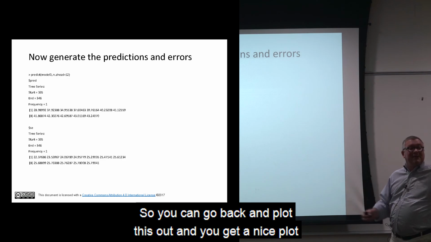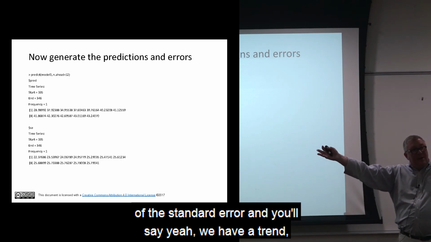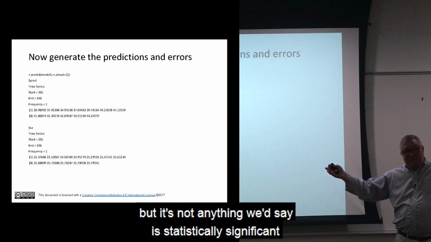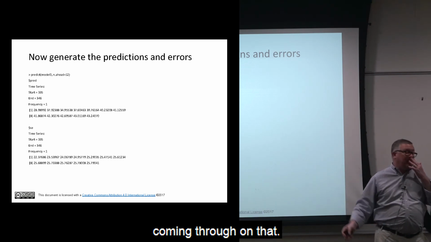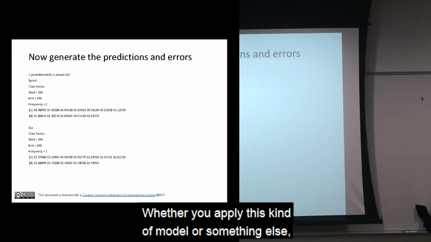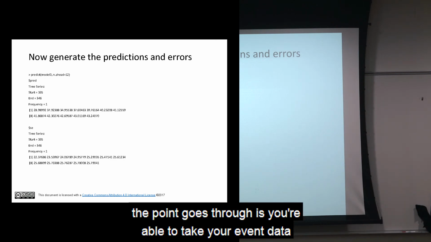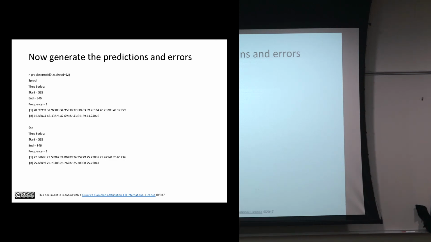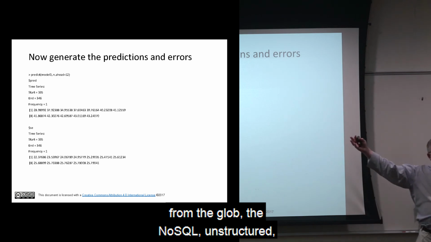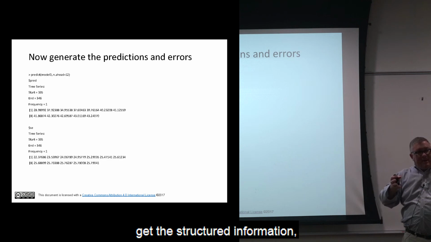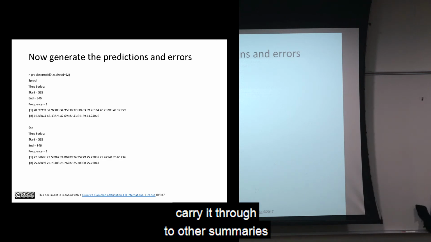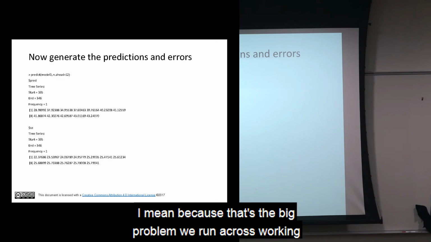So you can go back and plot this out and you get a nice plot of the standard error. And you'll say, yeah, we have a trend, but it's not anything we'd say is statistically significant coming through on that. Whether you apply this kind of model or something else, the point is you're able to take your event data from the GLOB, the NoSQL, unstructured, get the structured information, carry it through to other summaries that then convey that information.